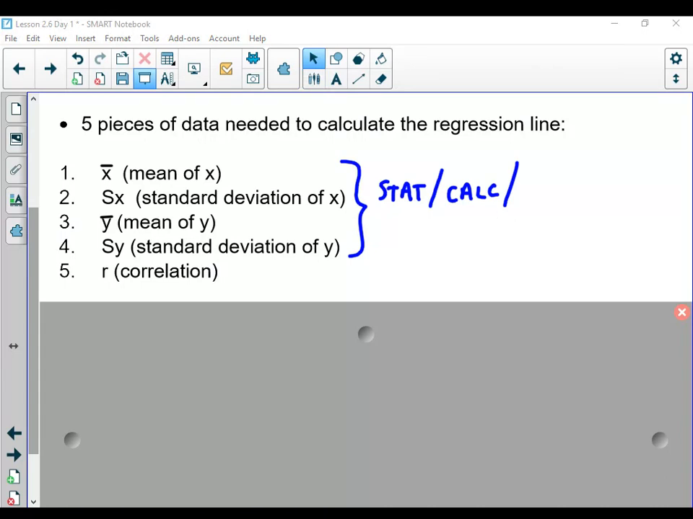But when I go to Stat and I go to Calculate, we've done one variable stats in the past. Remember, that's when we found the mean and standard deviation. But now we have 2 variables because we have x's and y's. So I'm actually going to choose the second one, the one that says 2 variable stats. So I'm going to do Stat, go over to Calculate, but now I'm going to choose number 2, 2 variable stats.